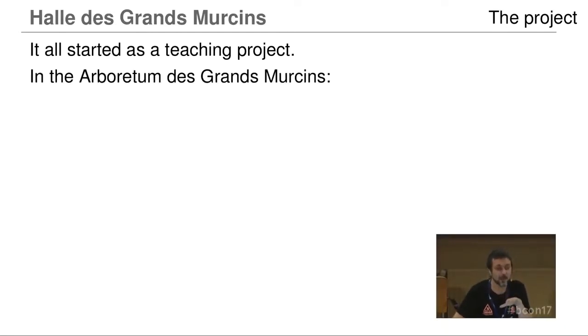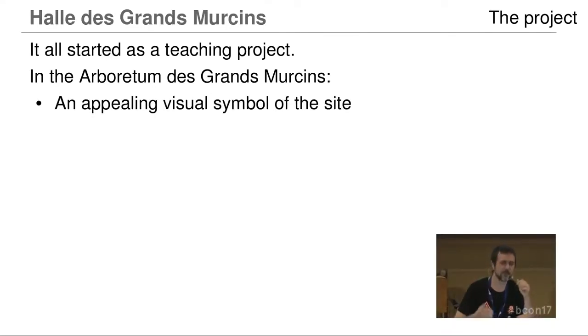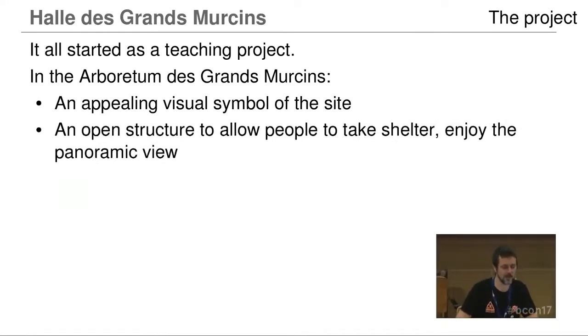It's in an arboretum, so I think this word exists in English. It's a place where you have a lot of trees. It's on the small mountain at the top of the city of Rouen, close to where I live, and you have a very beautiful view. But when you arrive there, you just park your car, and there are trees everywhere, and you don't know where to go. So the city council wanted a small building that catches the eye, and when people park their car, they know where to go because they see the building.